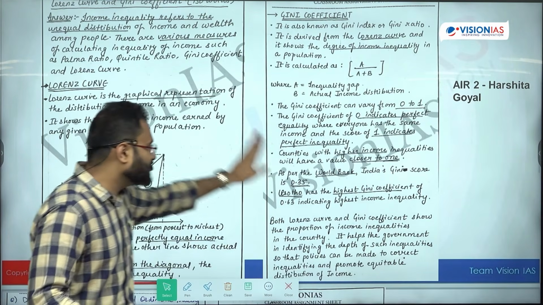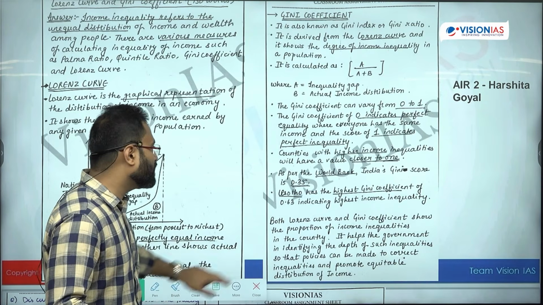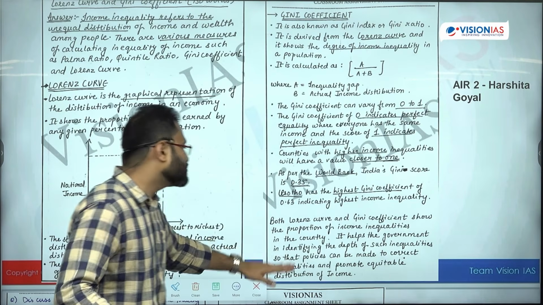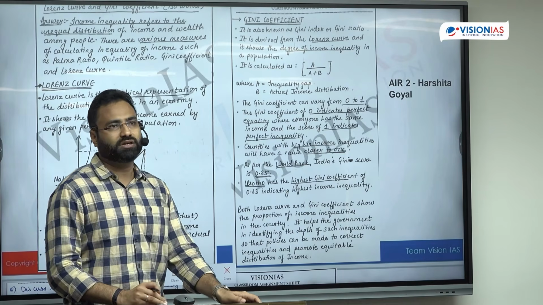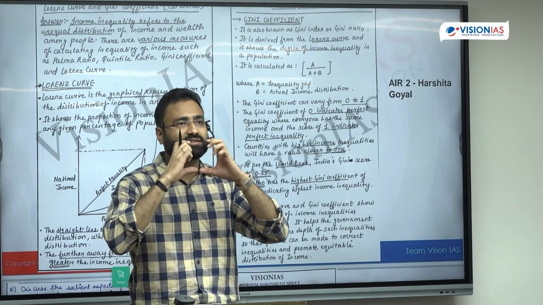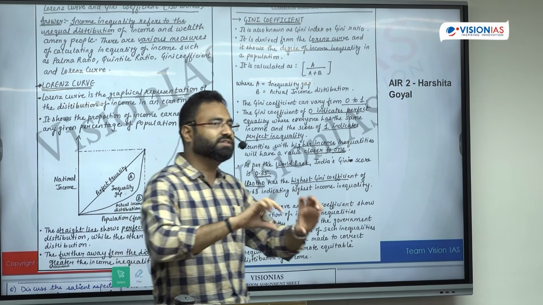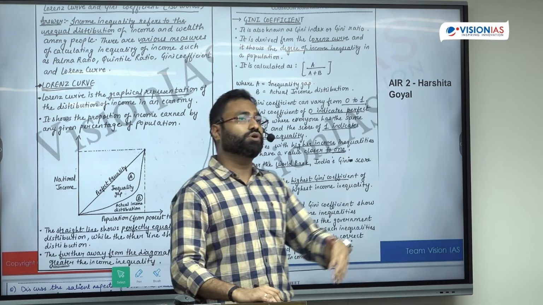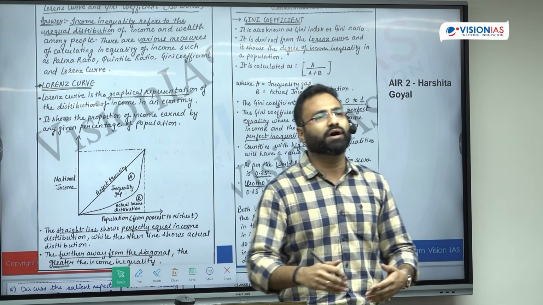And then in the end, she has highlighted in the conclusion that both the Lorenz curve and the Gini coefficient show the proportion of income inequality in the country. It helps government to identify the depth of such inequalities so that policies can be made to correct them and promote equitable distribution of income. Though the number of words is comparatively more, it still represents a thought process. Gradually, this is the way you will reduce the number of words. She might have read this and come to the conclusion that yes, I could have reduced the number of words. Alternatively, you could have incorporated any other way of concluding, but this is the way you are improving.